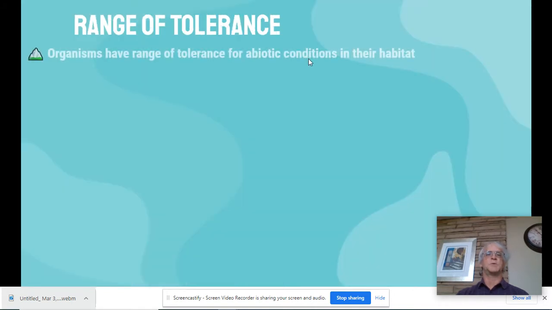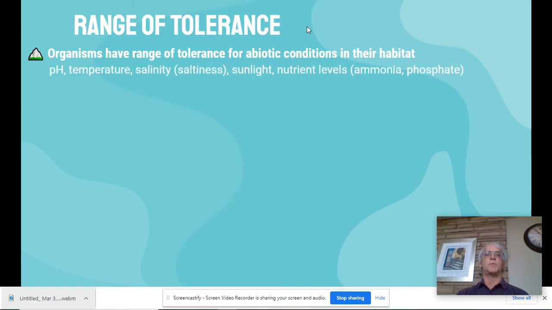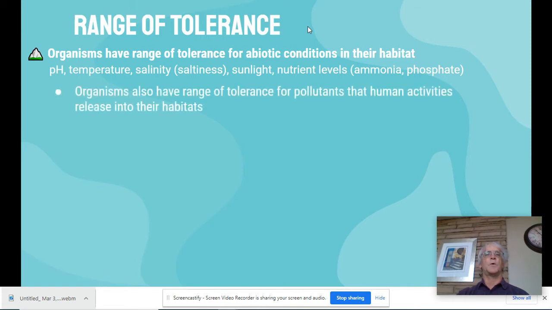So range of tolerance, what does that mean? Organisms have a range of tolerance for abiotic conditions in their habitat. For example, what is the pH, temperature, salinity? Is the sunlight too bright or too dim? The nutrient levels. Organisms also have a range of tolerance for pollutants that human activities release.